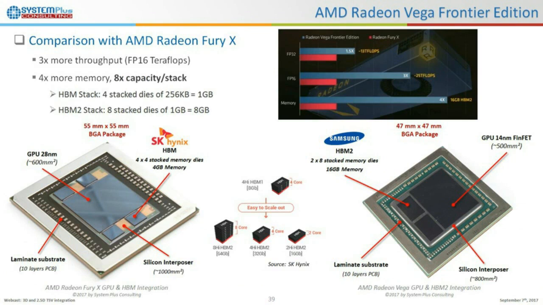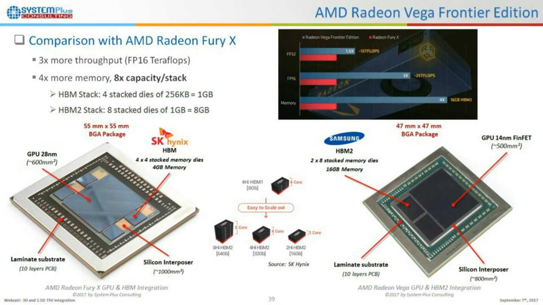If you make a comparison between a solution provided by AMD in the past, the Radeon Fury X, and this new one, we can observe that, of course, in terms of performance, you have 3 times more throughput in terms of teraflops. In terms of integration, the package is a little bit smaller with the new version, 47 by 47 millimeters compared to 55 by 55 millimeters. The GPU die is also reduced, with a die size of 500 square millimeters compared to 600 square millimeters in the past, linked to the shrink of the process, which is now a 14 nanometer FinFET process compared to a 28 nanometer process in the past.